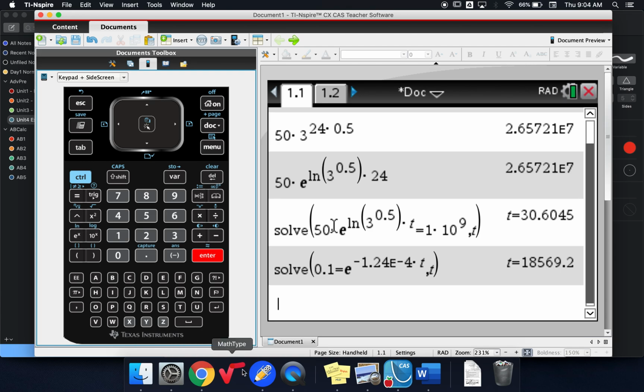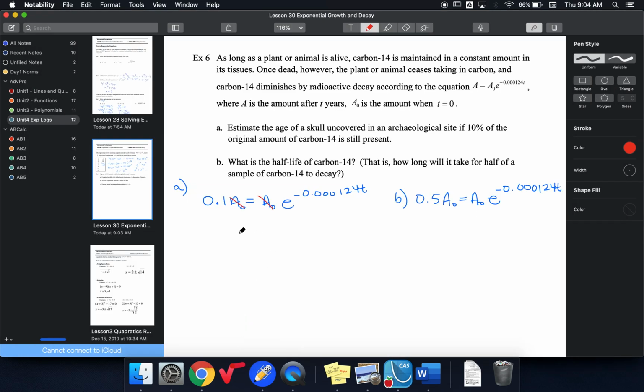18,569.2 years. And because I'm doing an estimate of time, I can go ahead and say that I've got those 0.2 years because it doesn't ask me to the nearest year. So my time is 18,569.2 years.